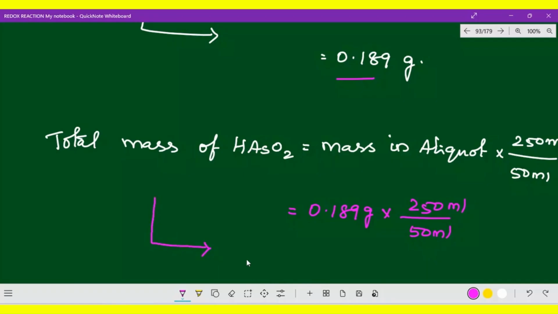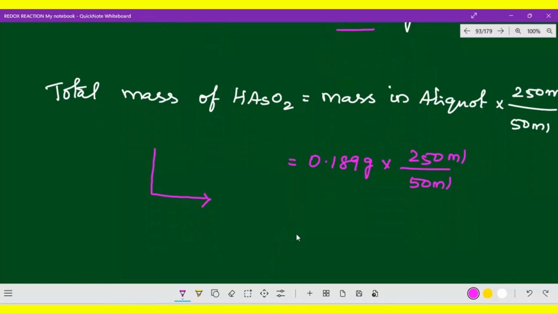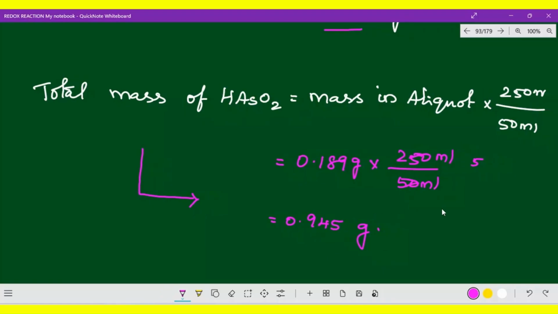Total mass of that arsenous acid when you calculate it, you will get around 0.945 gram. When you calculate 250 divided by 50, you will get 5. So 5 into 0.189 gram gives 0.945 gram. I hope you got that idea how to calculate this point. From 250 ml, in that 50 ml they have taken, so that is the reason I put it.